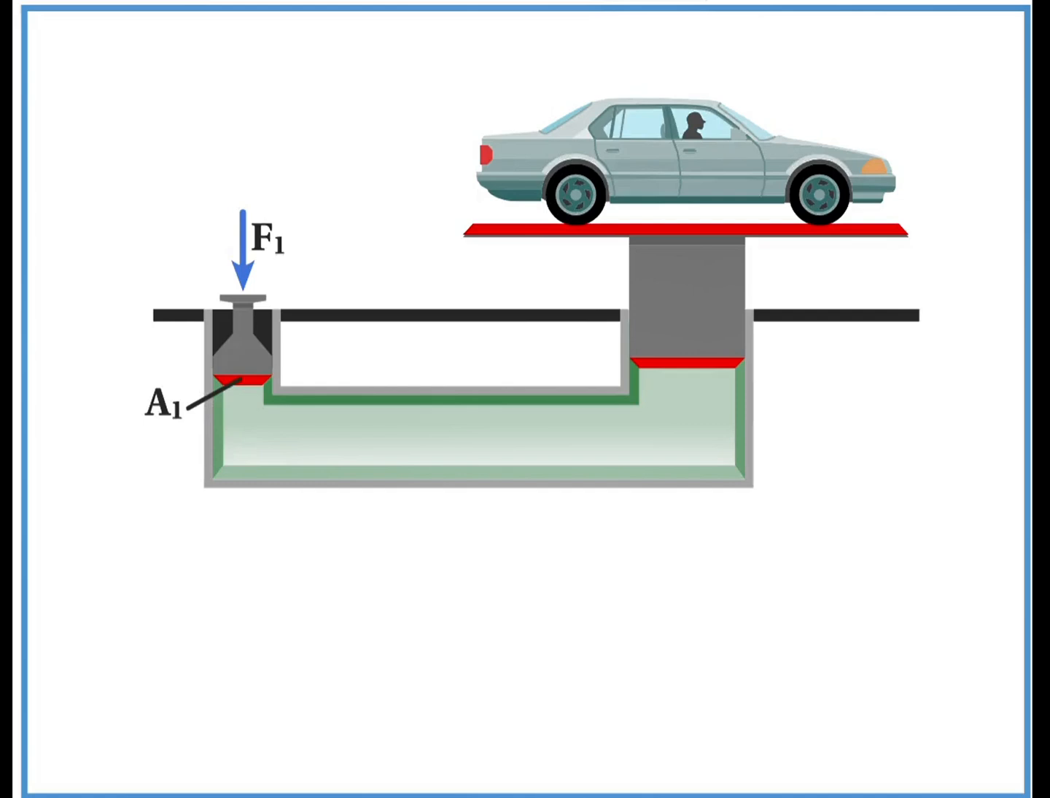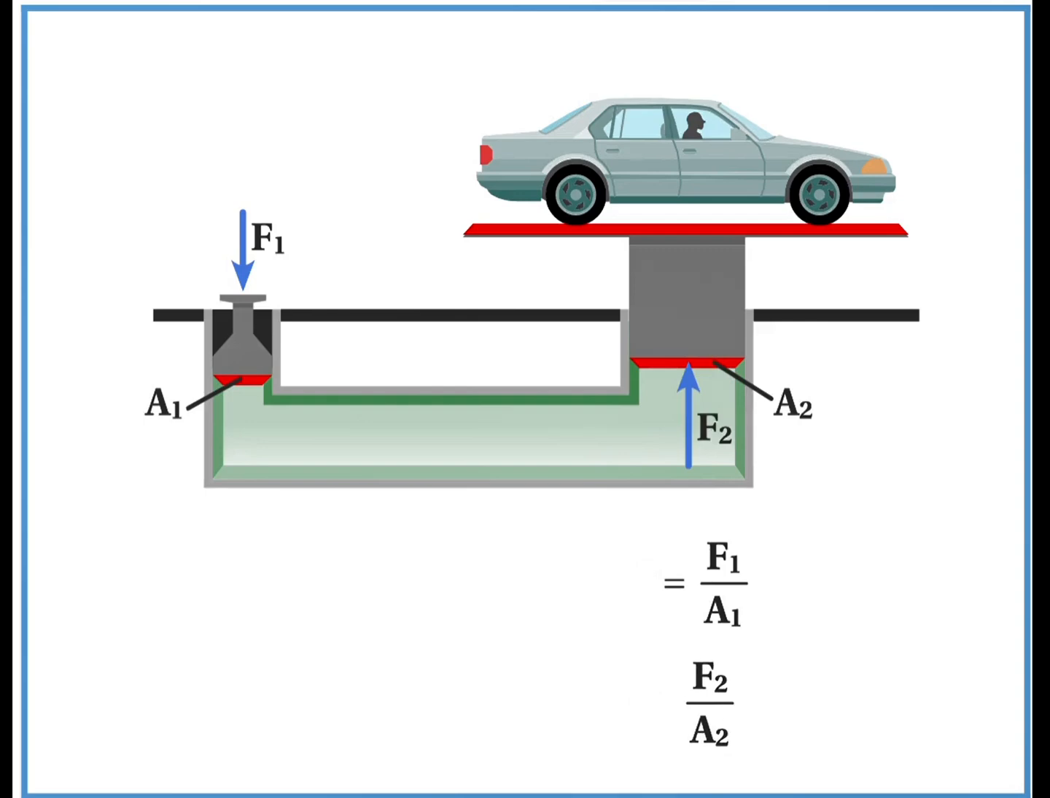A small force applied to a piston with a small area causes the pressure in the fluid to increase. According to Pascal's principle, this increase in pressure is transmitted equally to every point of the fluid and to the walls of the container. Pressure is defined as force per unit area. The pressure increase at the small piston is equal to the force over the area of the piston. This pressure is transmitted through the entire hydraulic system. The larger area of the piston supporting the truck feels the same pressure.